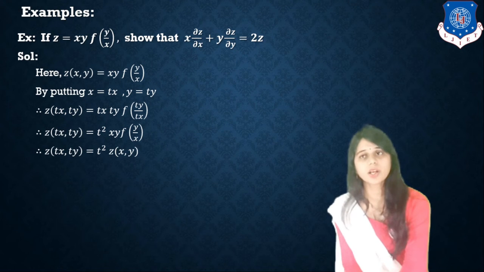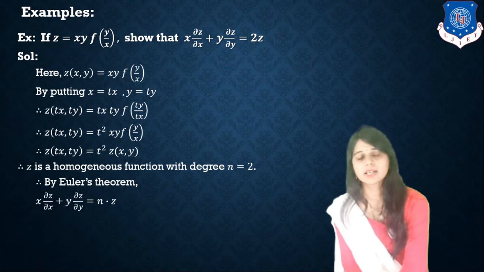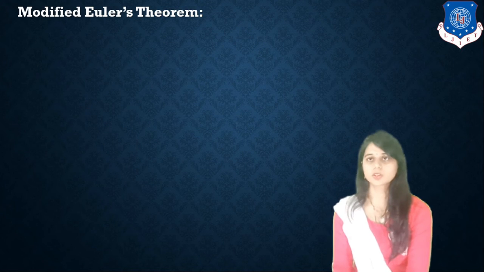t square times xy f of y by x, that is our function z. So z is a homogeneous function of degree n equal to 2, and by Euler's theorem, x del z by del x plus y del z by del y equals nz. But what is our n? n is from the modified Euler's theorem.